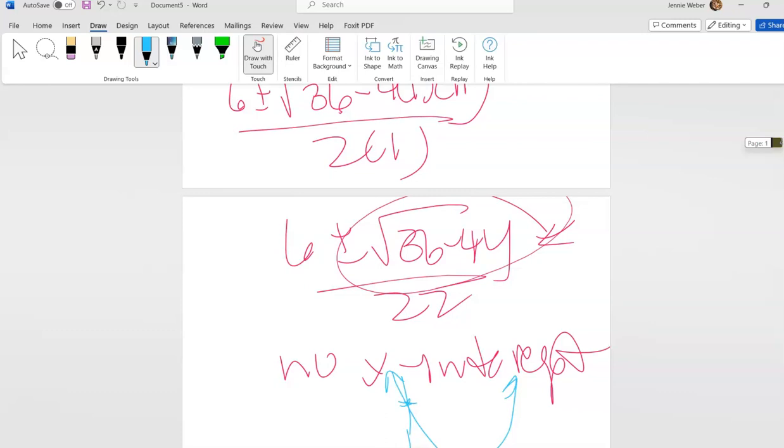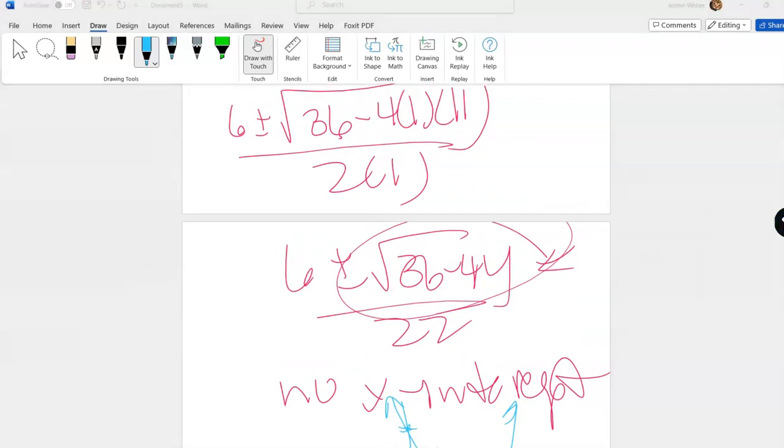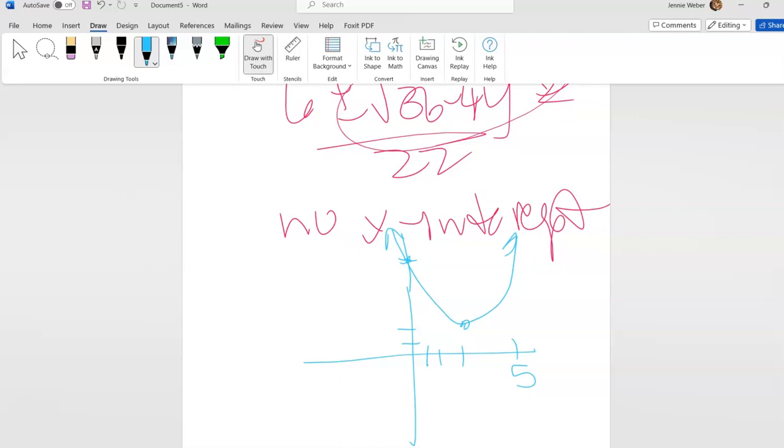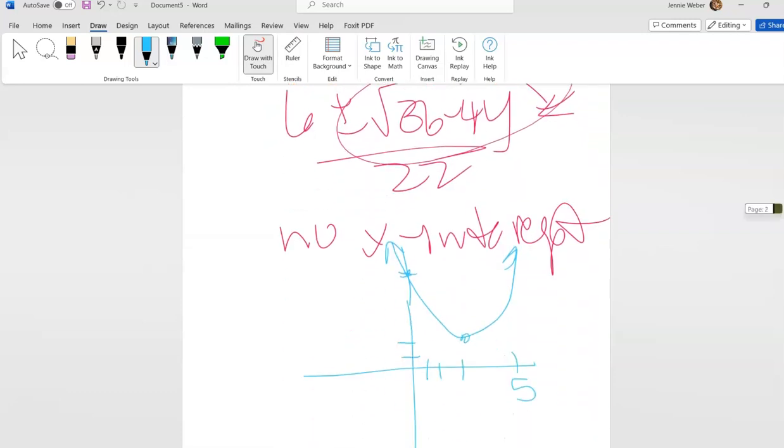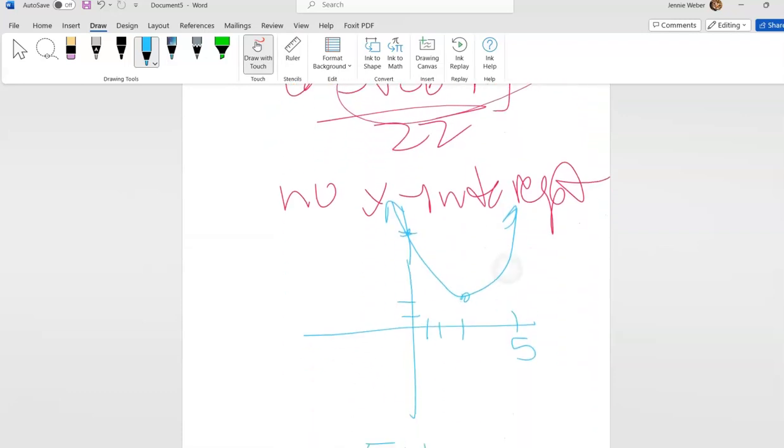So if I put in 5, I would get 25 minus 30 plus 11. So then that's negative 5 plus 11, 6. Which makes sense for my graph. I would come up right there. Okay. So those are the steps to graphing a parabola.